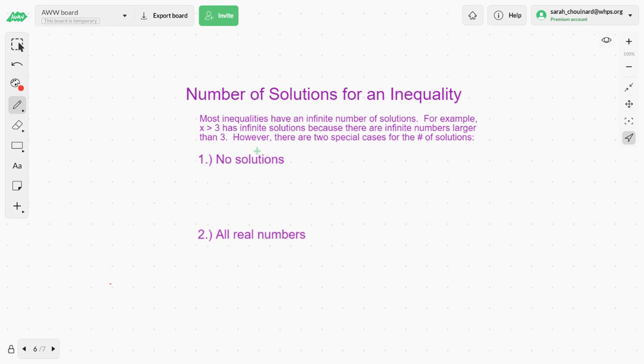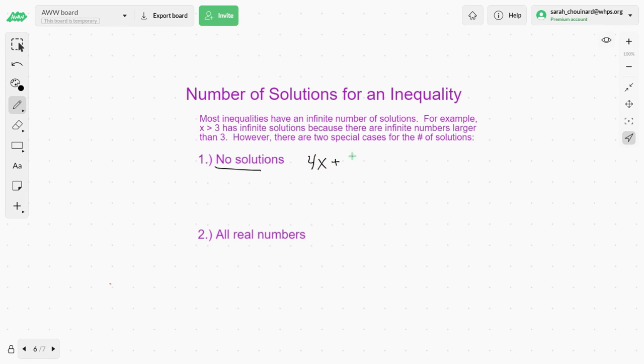So now we have to talk about the number of solutions that an inequality is going to have. Most inequalities have an infinite number of solutions. For example, x is greater than 3 had infinite solutions because there are infinite numbers larger than 3. However, there are going to be two special cases for the number of solutions. The first is that there could be no solutions.